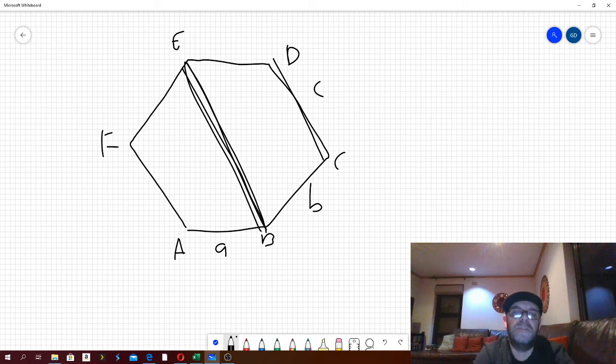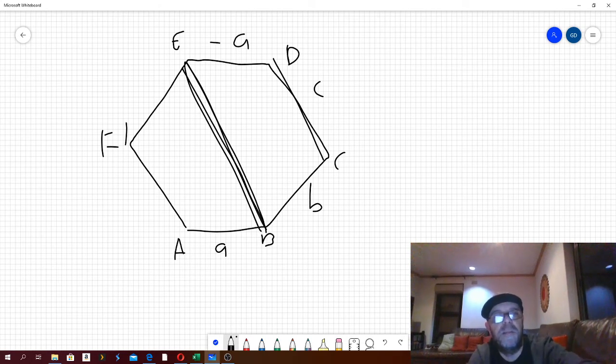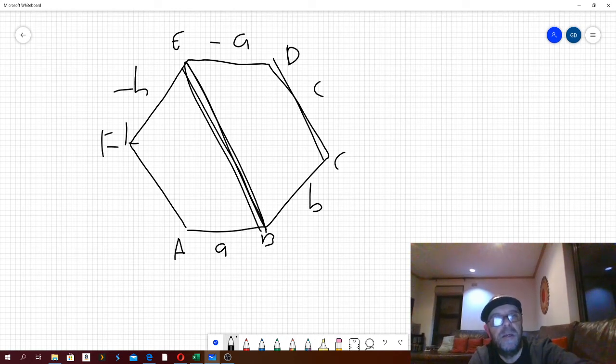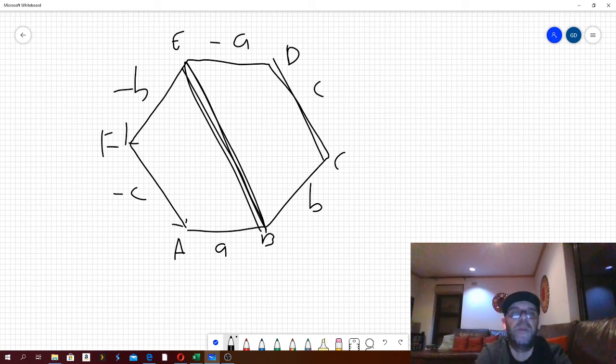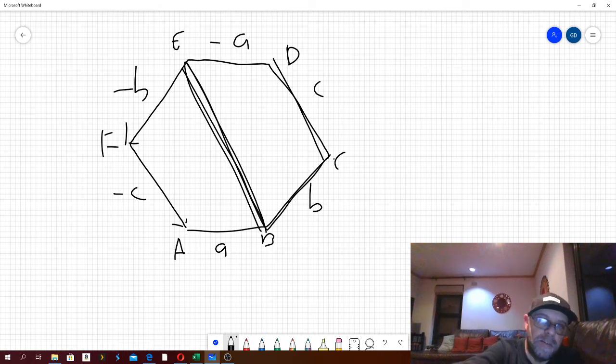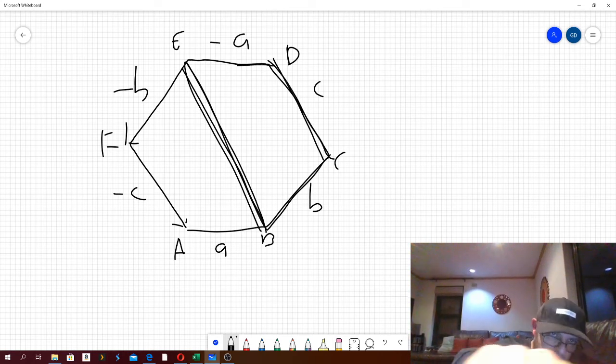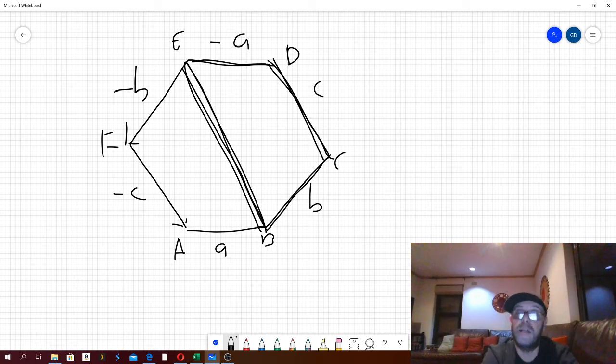Remember that D to E was minus A, and then E to F, if I'm going in that direction, was minus B, and lastly from F to A was minus C. So is there another way that I can get from B to E? Well, I could go from B to C, then from C to D, then from D to E, and I'd end up at E. So going from B to E, I could follow a path of vectors that I already know.